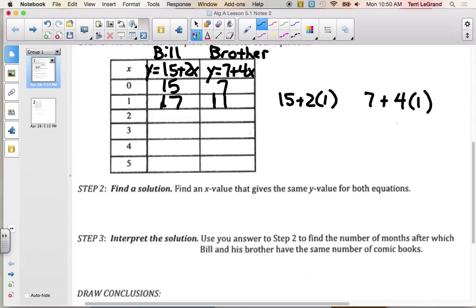So you're substituting the x values into your equation and calculating what your y value should be. That's really what we're finding in our table.